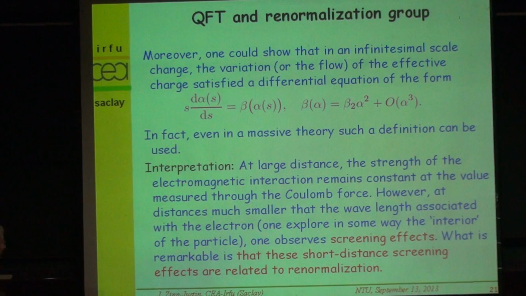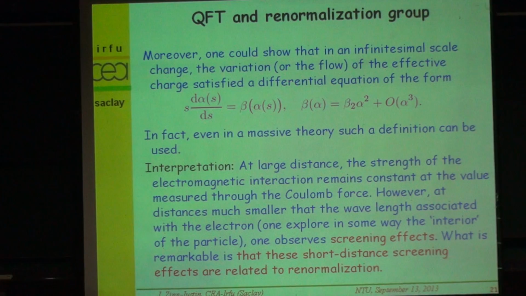However, once you start exploring distances which are much smaller than the wavelengths associated with particles, since you're exploring inside of particles, then you see some screening effect, which comes from the fact that the quantum vacuum in quantum field theory is not neutral. You can think about the quantum vacuum as being a superposition of electron-positron pairs, an arbitrary number, virtual. And therefore, due to the screening effect, the charge increases at shorter distance. But what is fascinating is that this change is related to renormalization. Instead of just saying there's a screening effect, a property of the quantum vacuum, in addition it's related to renormalization, which is not completely obvious.